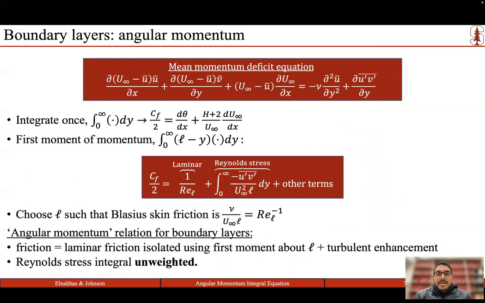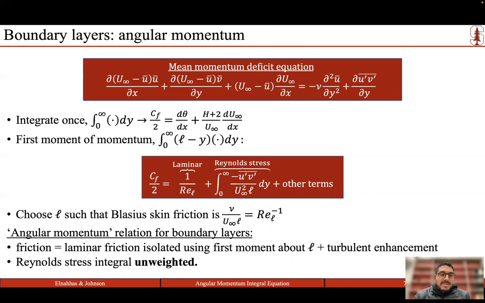And if we integrate once about the wall, we end up with the von Karman momentum integral, but that does not include the direct effect of turbulence. It is embedded implicitly into the shape factor. However, if we take a first moment of momentum about this yet to be determined length L, we can decompose the skin friction into a Reynolds number dependent component, which we would call the laminar, as will be shown, and a direct Reynolds stress effect plus other terms.